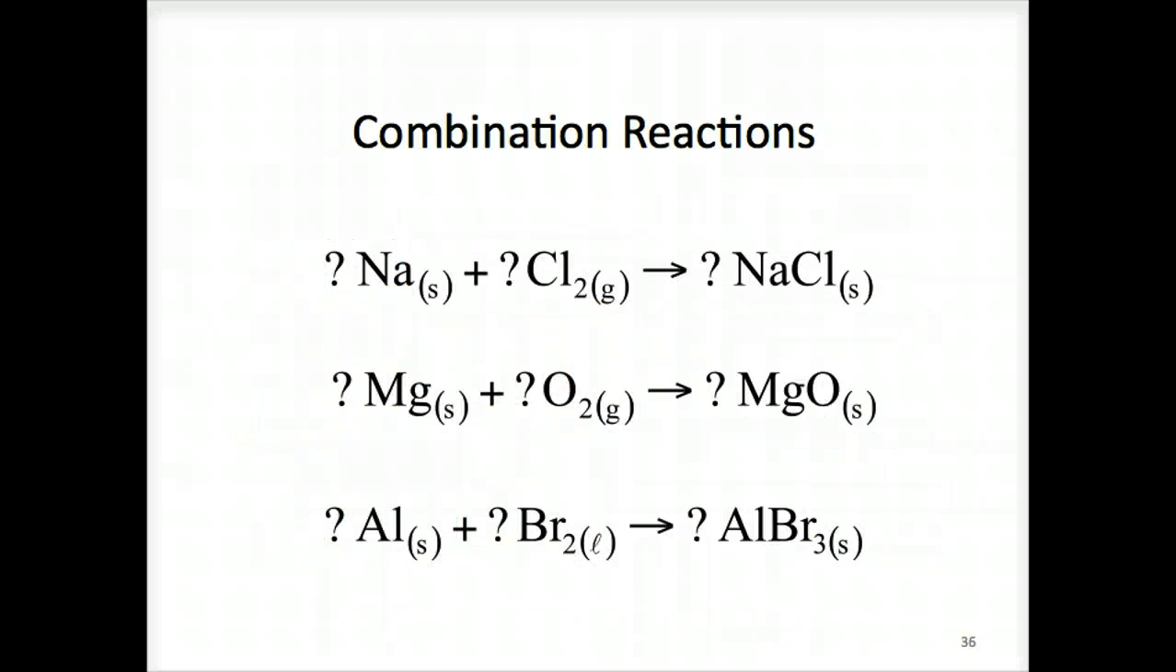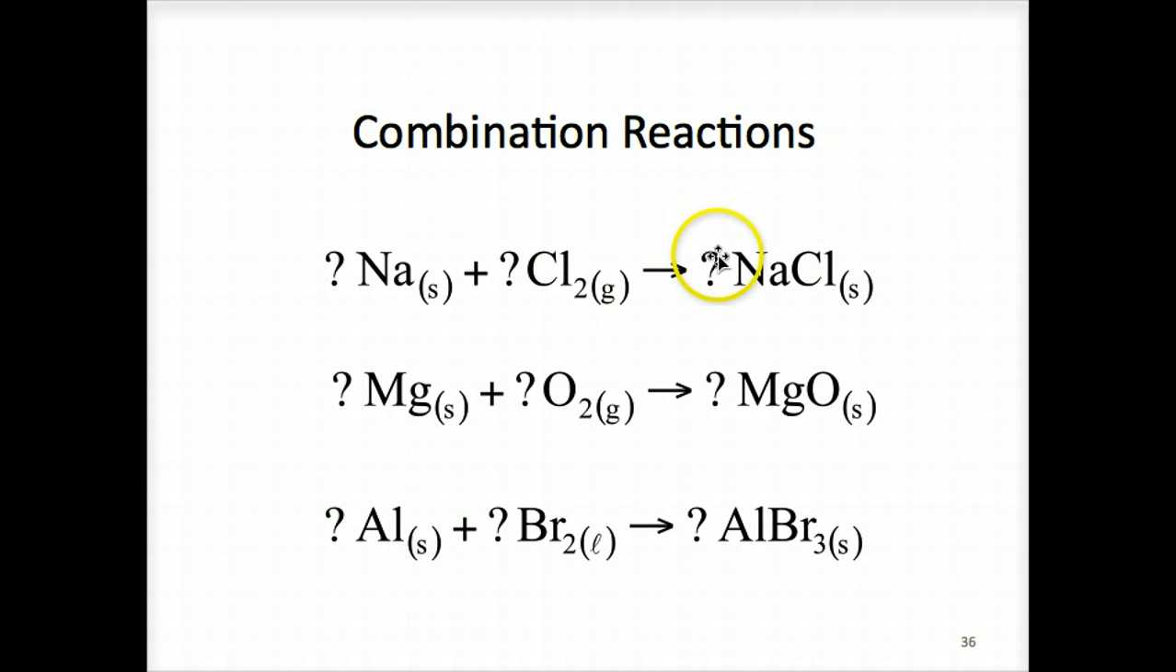Here is an example. Sodium plus chlorine makes sodium chloride. Magnesium plus oxygen make magnesium oxide. Aluminum plus bromine make aluminum bromide. But you will notice that these are not balanced equations. In this one, we have two chlorines here, but we don't have two chlorines over here.